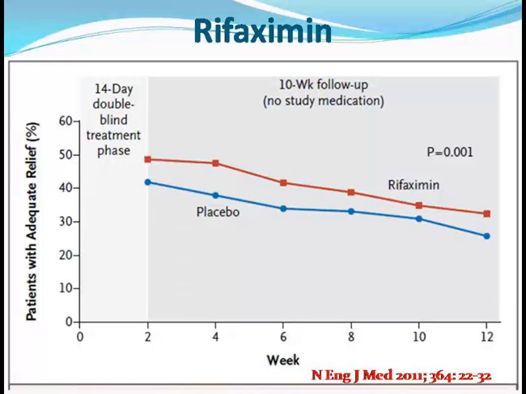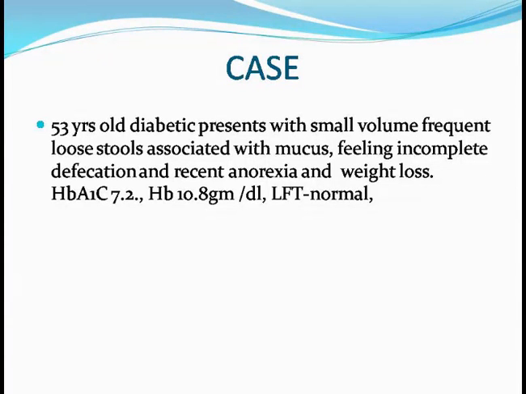So here is this case now, and the question would be, is this diabetic diarrhea? A 53-year-old diabetic patient presents with a small volume of frequent loose stools associated with mucus, feeling of incomplete defecation suggesting rectal irritability, and recent anorexia and weight loss. Hemoglobin is 10.8 grams, liver function test is normal.